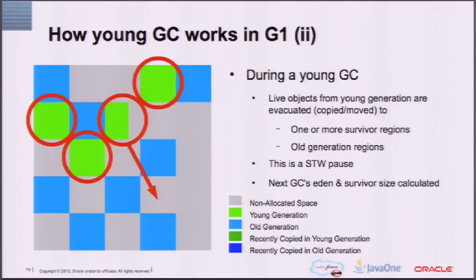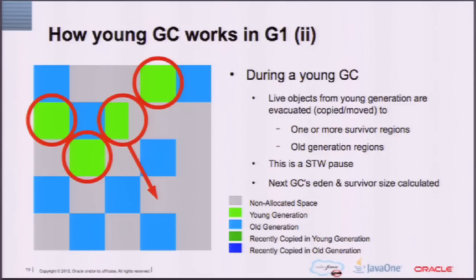We take any of these live objects in young generation and we evacuate those to one or more survivor regions, and some of them may get promoted into an old generation region. The other thing that happens is we calculate the size of the Eden size and survivor size that we're going to use on the next GC pause.